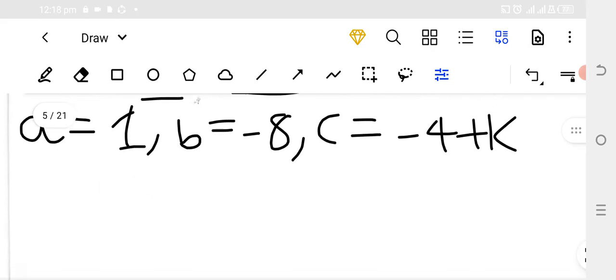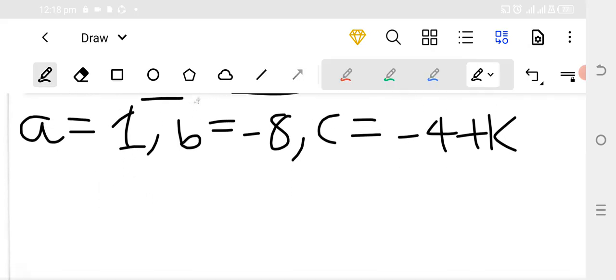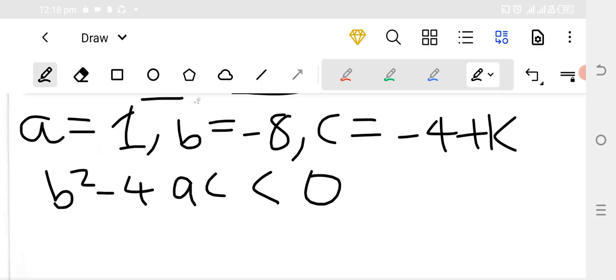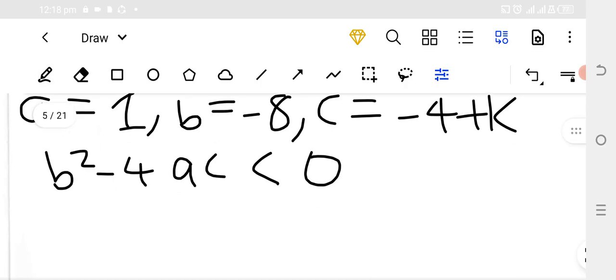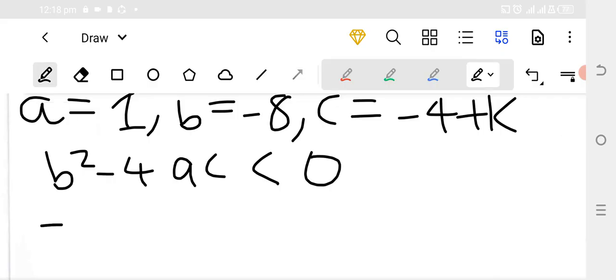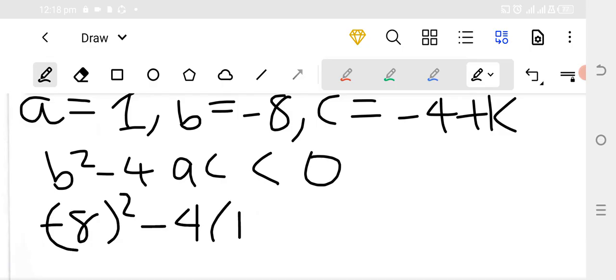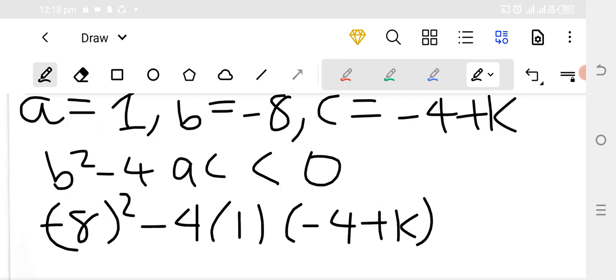To continue, since this particular line in the question does not meet the curve, it means b squared minus 4ac is less than 0. So our b is negative 8 squared minus 4 multiplied by 1 multiplied by c, which is negative 4 plus k, is less than 0.